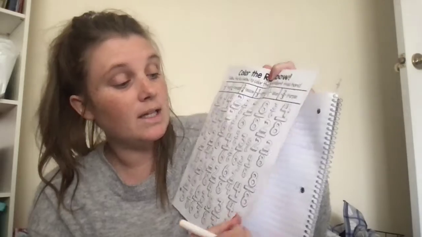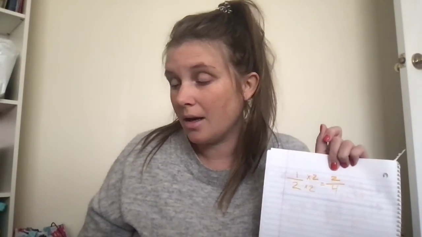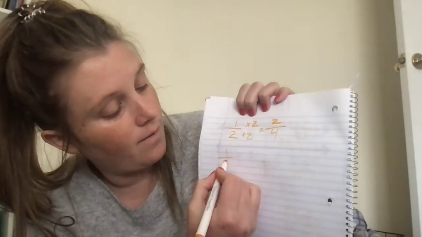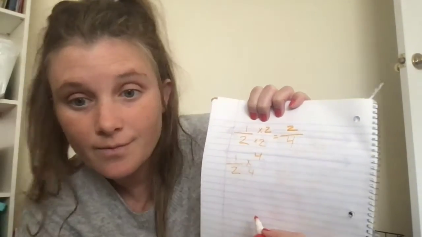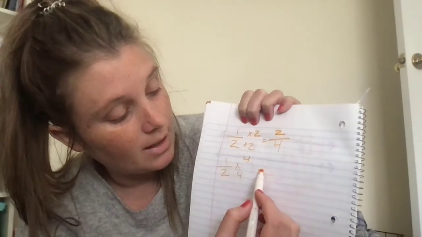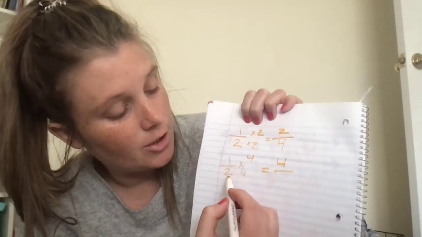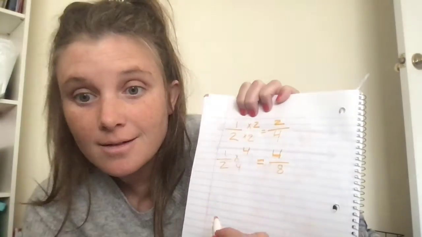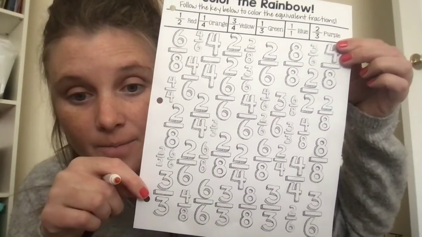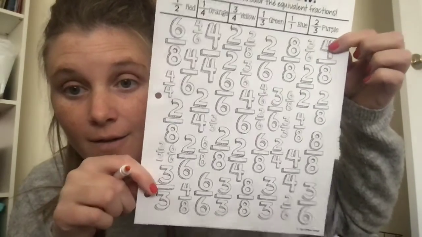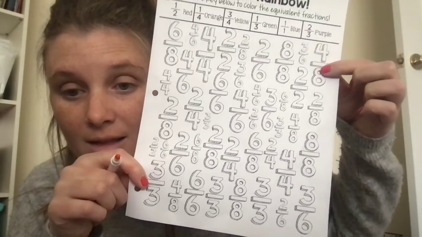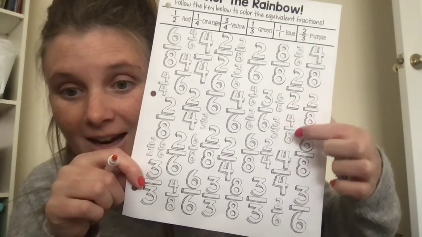Okay, now let's see if we need to find another one. 1/2. Let's try multiplying 1/2 times 4. 1 times 4 equals 4. 2 times 4 equals 8. Okay, come back to here. Do you see any 4/8 that we need to color red? Right there. 4/8. Here's another one. 4/8.